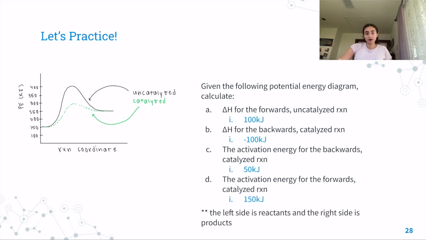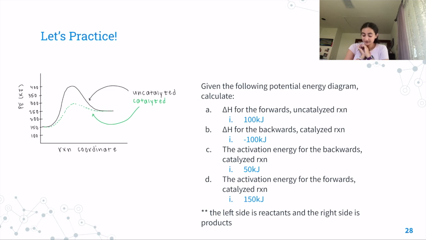So we did part A. For the backwards reaction, it's just the same, but opposite. So we're now looking and saying that the products are on the left and the reactants are on the right. So we're going to do 150 minus 250, and that's negative 100 kilojoules. And it makes sense because the reactants and the products, like that part doesn't move. We're just flipping which one is which.